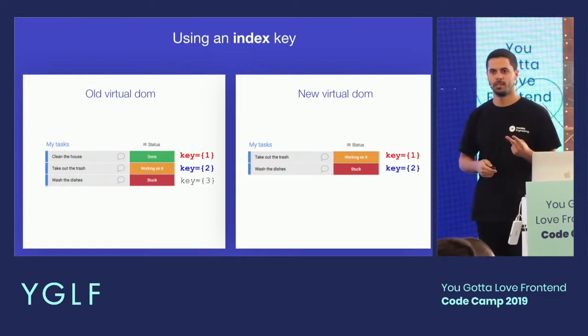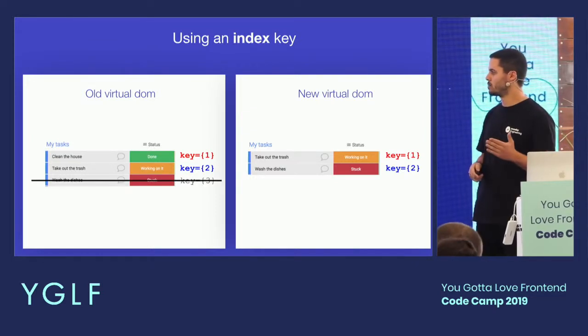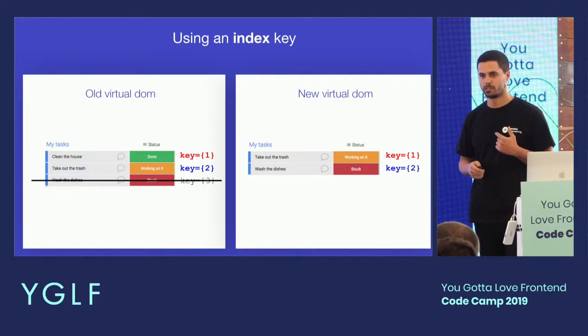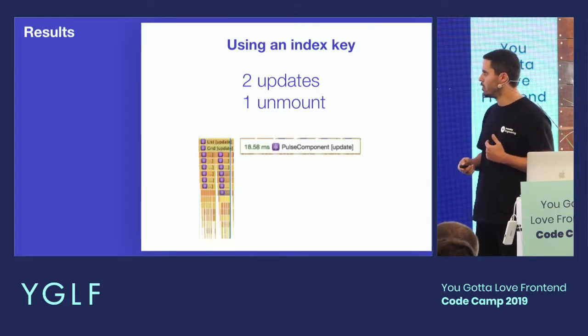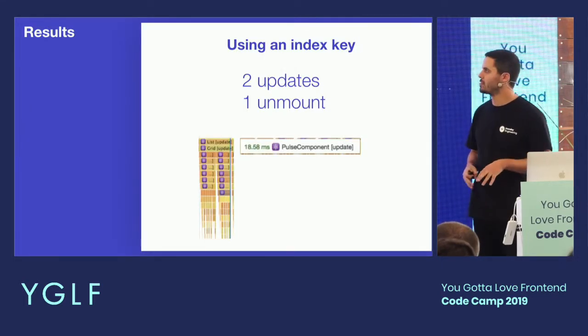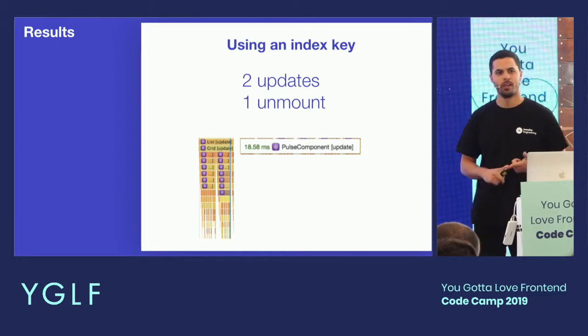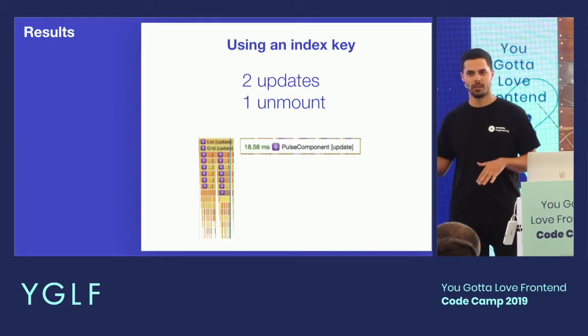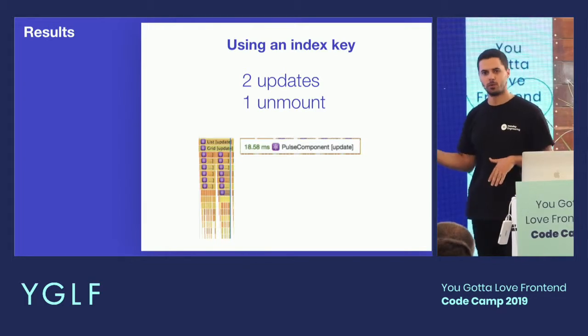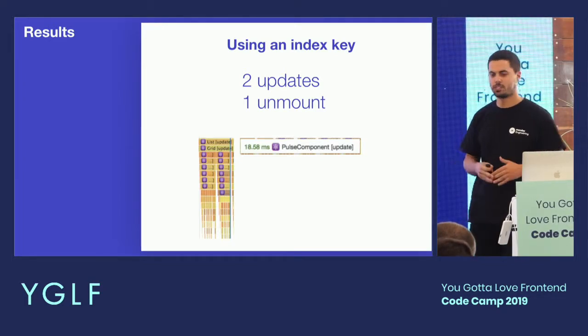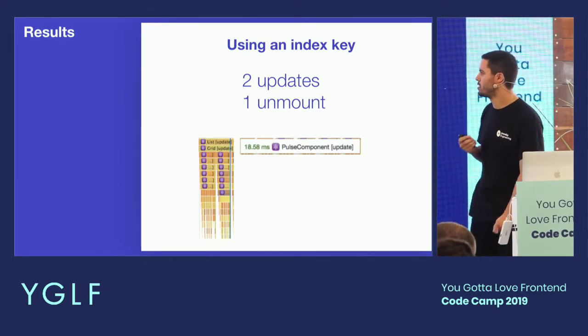So we already have 2 updates, and it will just erase the third element from the previous list. Okay, this is obviously inefficient, okay? What happened here is we had 2 updates and 1 unmount. And this is only for 3 elements, okay? So imagine maybe 1,000 rows, we have 1,000 updates, which already feels not efficient at all.